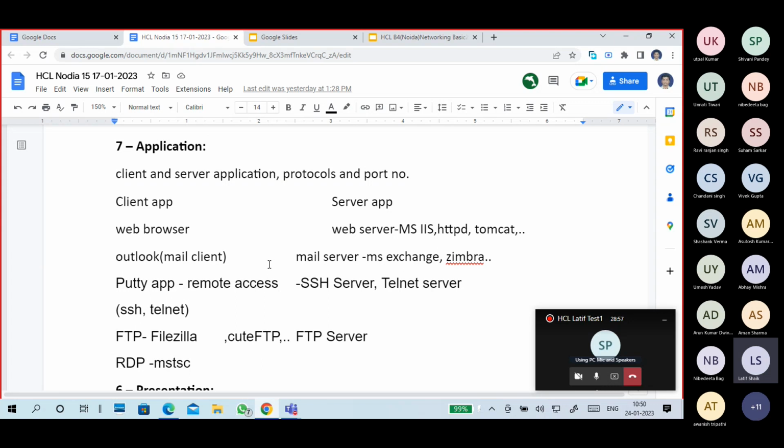Again, application layer. So what is the application part of communication? Client side applications and server side applications come under the application layer. Like you want to access a website, you need a web browser. You want to send and receive mails, the mail client application is Outlook. FileZilla is an application for the FTP protocol we use for uploading and downloading your files. Same for the server side: web servers like Tomcat server, HTTP server.